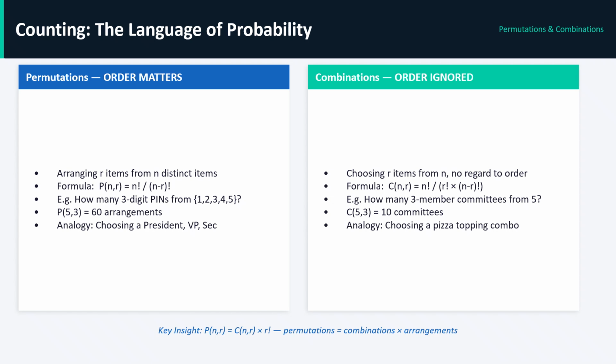Analogy, choosing a pizza topping combo. For example, when you are ordering a pizza, there can be multiple toppings available for selection. In that case, whether you choose paneer or cheese or corn or mushroom, the selection matters and the order doesn't matter. Ultimately, they are going to be present on your pizza, and the order in which you are selecting doesn't really matter in that case.